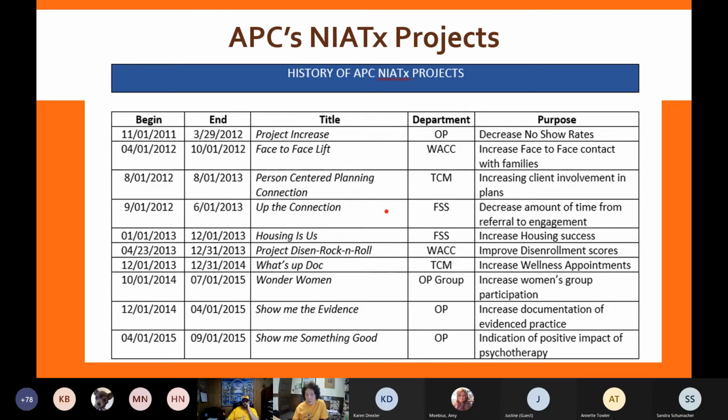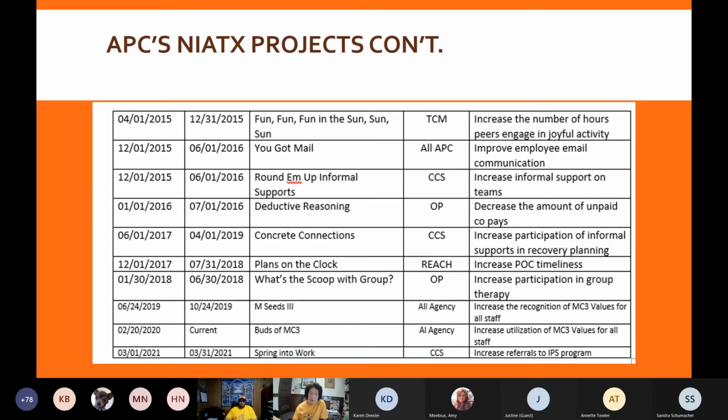And as you can see from the department list, all of our departments have been involved in NIATEX projects. And you can see we've probably done close to 20 NIATEX projects. And some of them have worked out a lot better than others. We have two change agents, Mary and JJ, who are going to share a couple of the things that motivated them about MC3. And part of that are these NIATEX projects and taking a leadership role in these NIATEX projects within the agency.